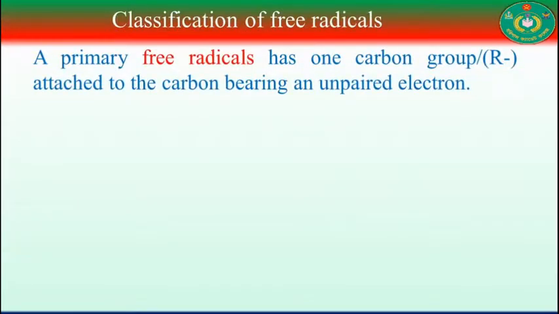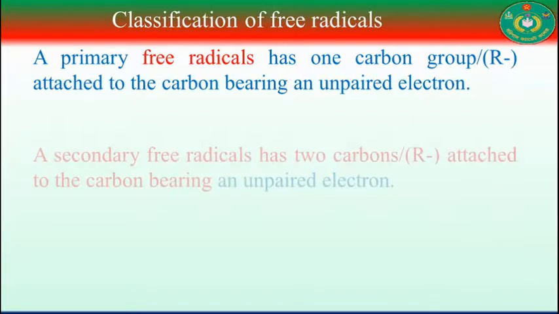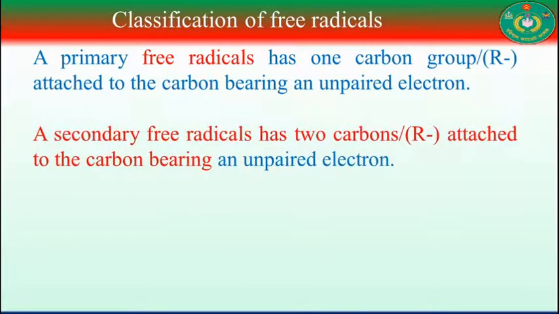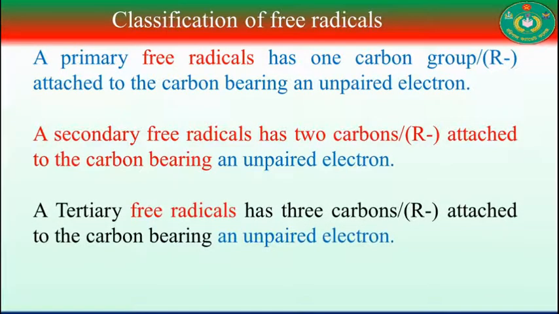So we can say that a primary free radical has one carbon group, that means one alkyl group, attached to the carbon bearing an unpaired electron. A secondary free radical has two carbons or two alkyl groups attached to the carbon bearing an unpaired electron, and a tertiary free radical has three carbons or three alkyl groups attached to the carbon bearing an unpaired electron.